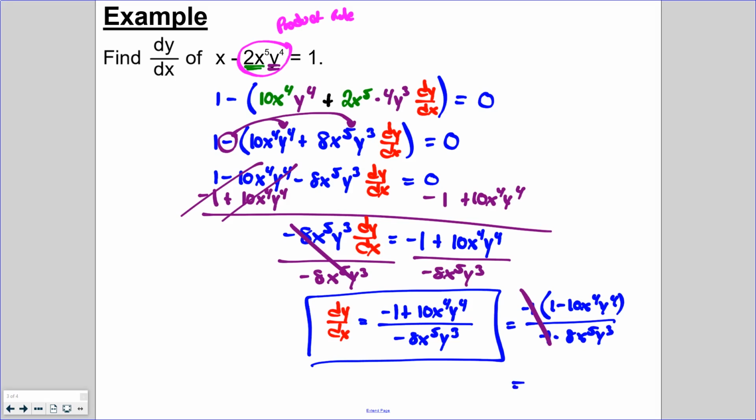So if we wanted to, we could also say the derivative is 1 minus 10x to the fourth, y to the fourth, all over 8x to the fifth, y cubed. And that would be our alternative answer, both of them correct, both of them valid, good to go.